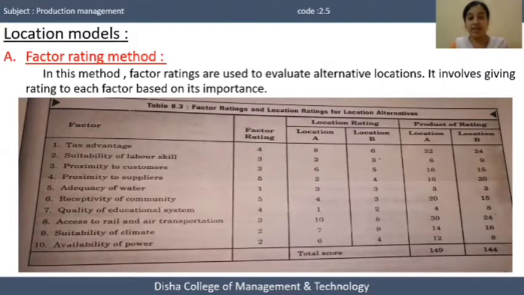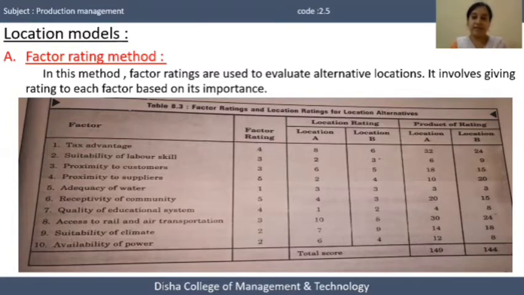If an industrialist adopts this method for identifying a good or ideal location for his plant, what he will do? First he has to identify different factors which are important to them. For some industries, a certain factor is important and these factors may not be important to another industry. Take an example of the textile industry. For the textile industry, suitability of climate is an important factor because the textile industry requires a highly humid climate. So for them, suitability of climate is very important.